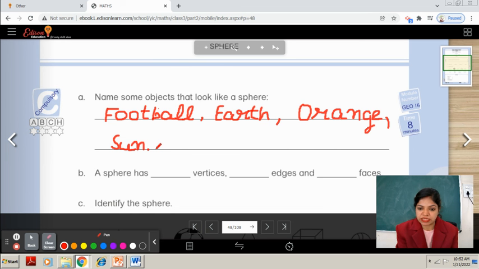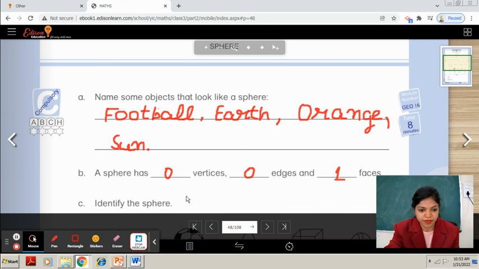A sphere has dash vertices, dash edges and dash faces. As I told you that in the sphere, there is no side, no corner, right? So we will write a sphere has zero vertex, okay, zero edge, but it has face. How many faces? It has only one face. It has one curved face. Okay, the surface is curved. There is no straight line. So, it has one curved surface. Okay, so we will write one face.